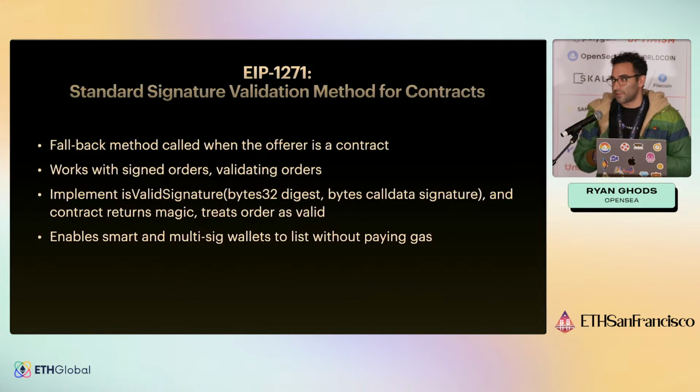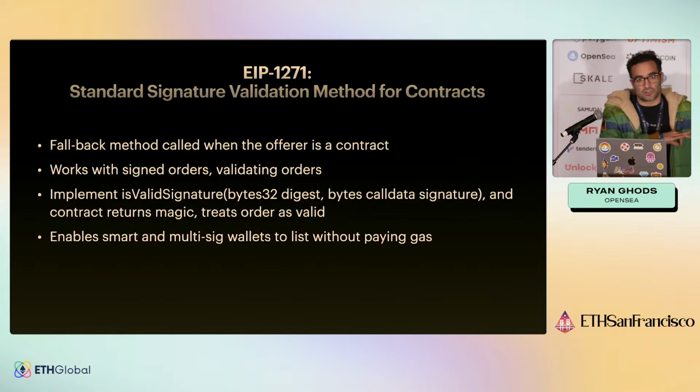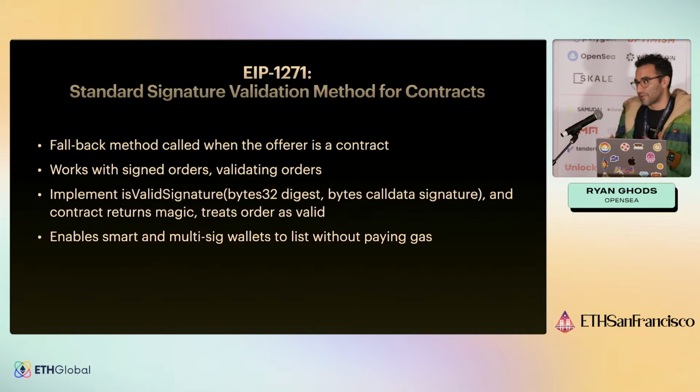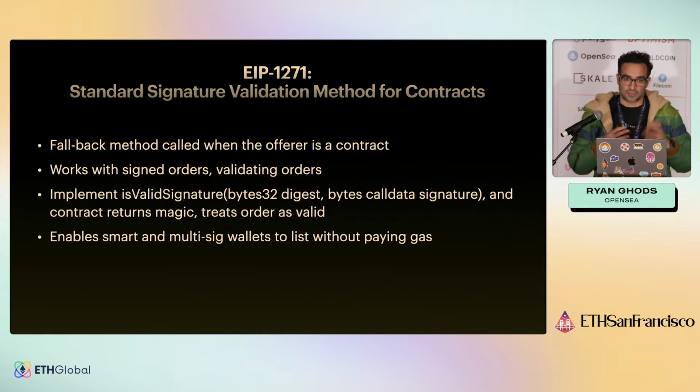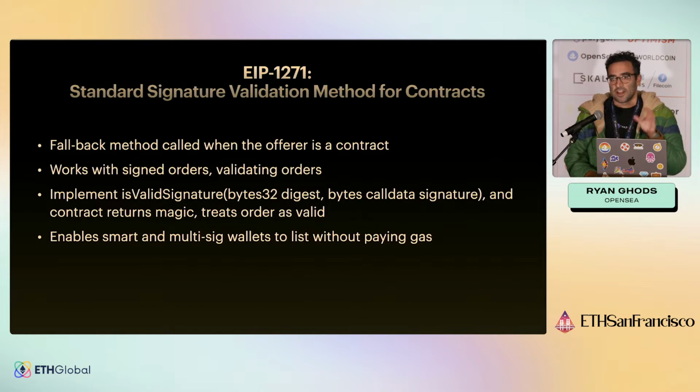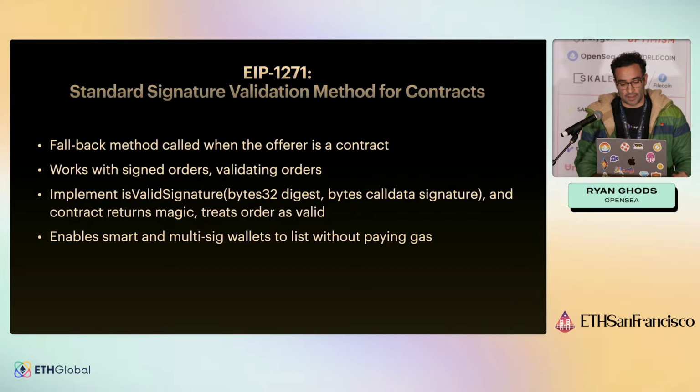And then there's EIP 1271. So that was EIP 712, which is manually signing an order, which you've probably seen with MetaMask, where it pops up and you sign it yourself. That's with the EOA. If you have a contract that's signing an order, there's this EIP 1271, which is a standard interface that provides isValidSignature, and that's how a contract can create an order on Seaport. And yep, that allows smart and multi-sig wallets to create orders.